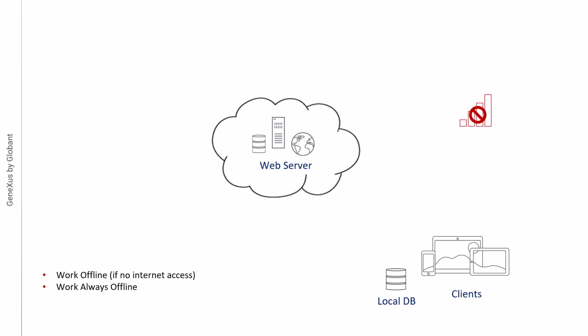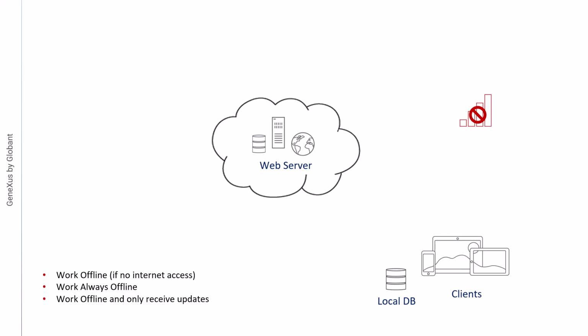The third case is when we want the device to be able to receive the changes made on the centralized database, but never to send its own changes, which will be saved in its local database. These applications that can work without an internet connection are called offline applications. How do we build an offline application using GeneXus?